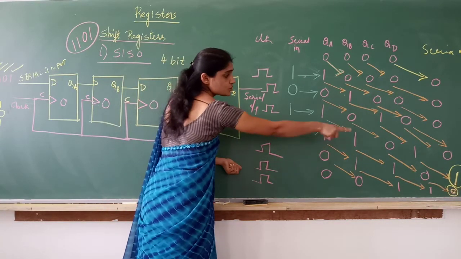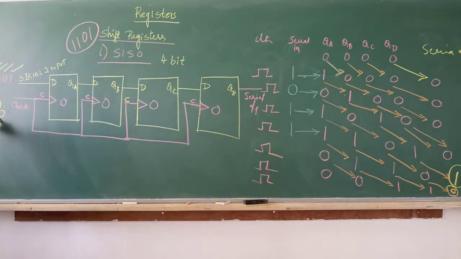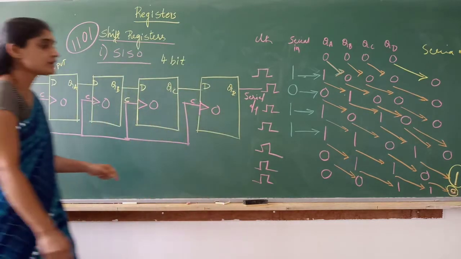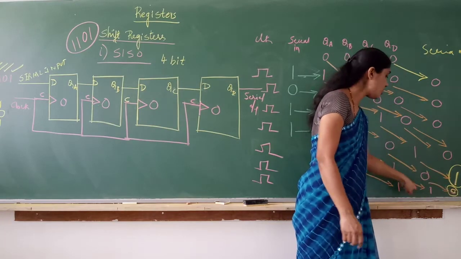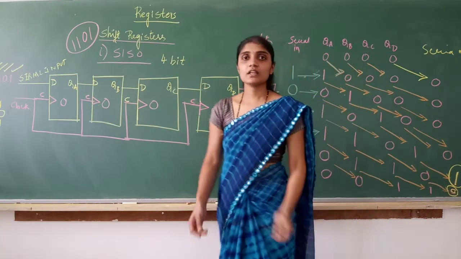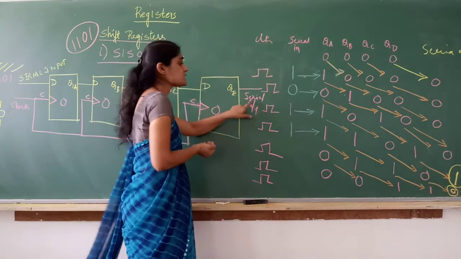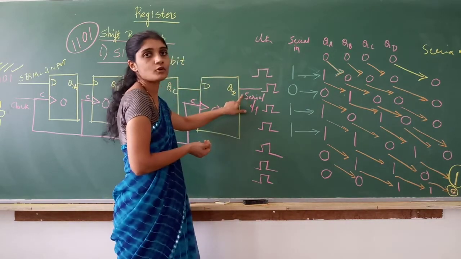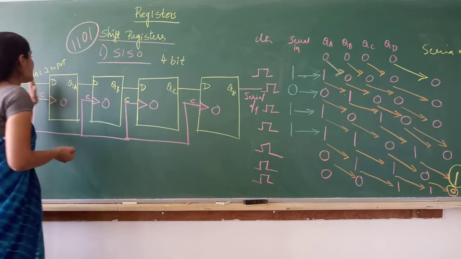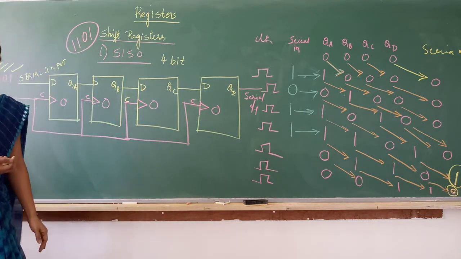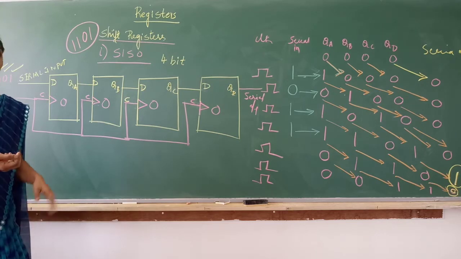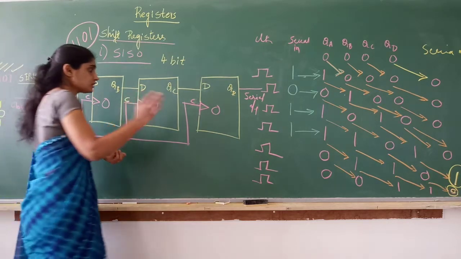I don't have space to write it here. You can complete it. So 1, 0 I have got. Upon the occurrence of the next clock pulse, this one will come out. So 1, 0, 1. Next clock, all the 4 outputs you are going to get. Okay. So QD is nothing but the serial out. Here you are going to get all the 4 bits. So serially you are giving, bit by bit you are giving, and serially you are taking the output. This is serial in, serial out. What is serial in, parallel out? Very simple.